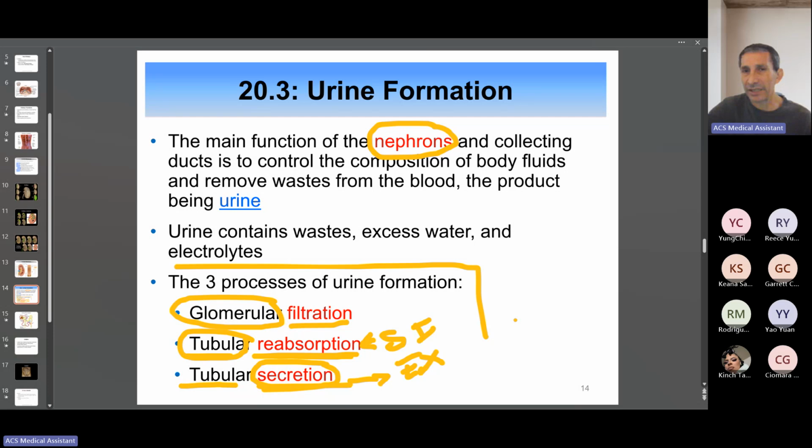So we're going to go through all these three processes, and we're going to talk about where they take place within the nephron. Well, we know the glomerulus, but we're going to discuss the glomerulus and these tubules. What is the name of these tubules? Because each tubule is going to have a name, just as the small intestine is divided in duodenum, jejunum, and ileum. Well, these tubules are also going to have names.